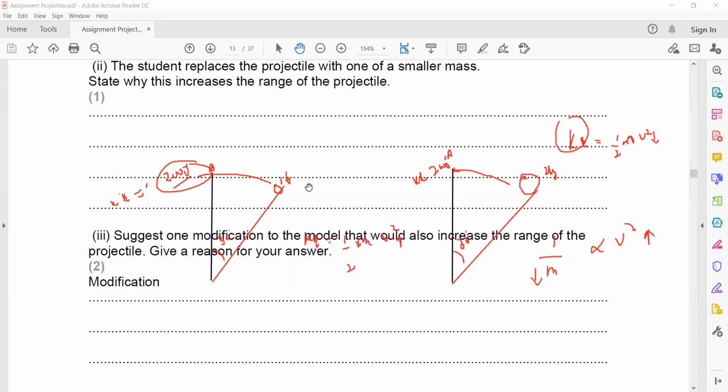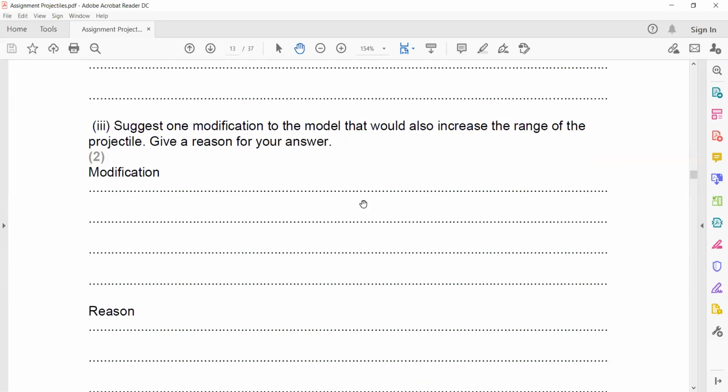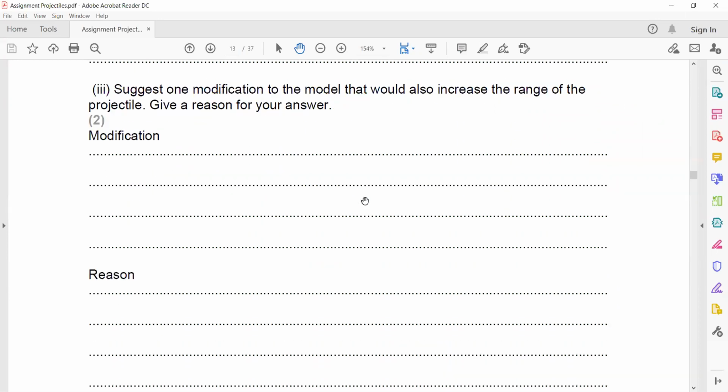The next part suggests a modification that would increase the range of a projectile. For example, this is a crossbar. I'm drawing a vertical line, but it's a crossbar. So there's a crossbar, and what we did was use a rubber band.